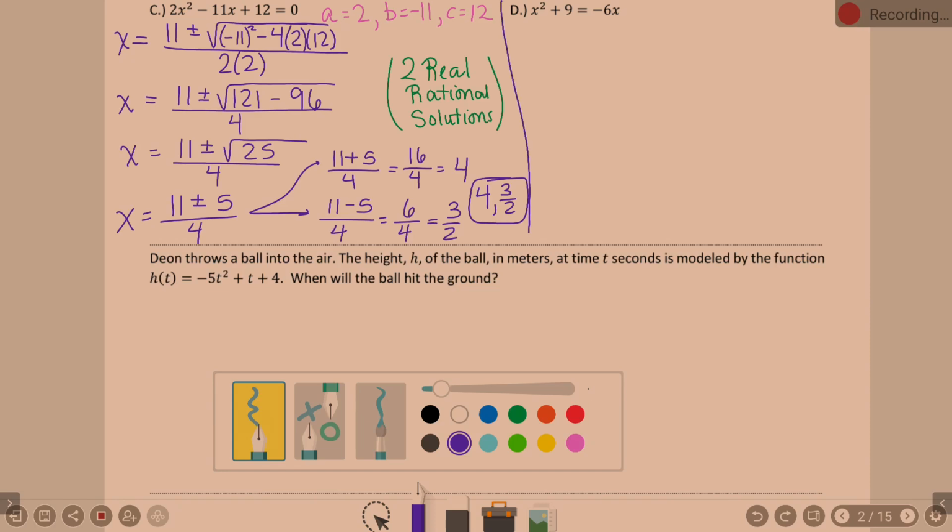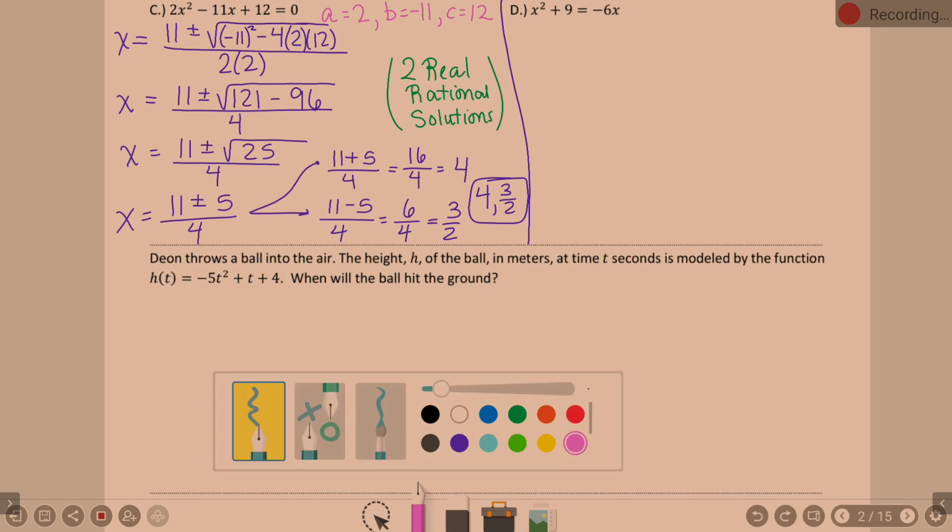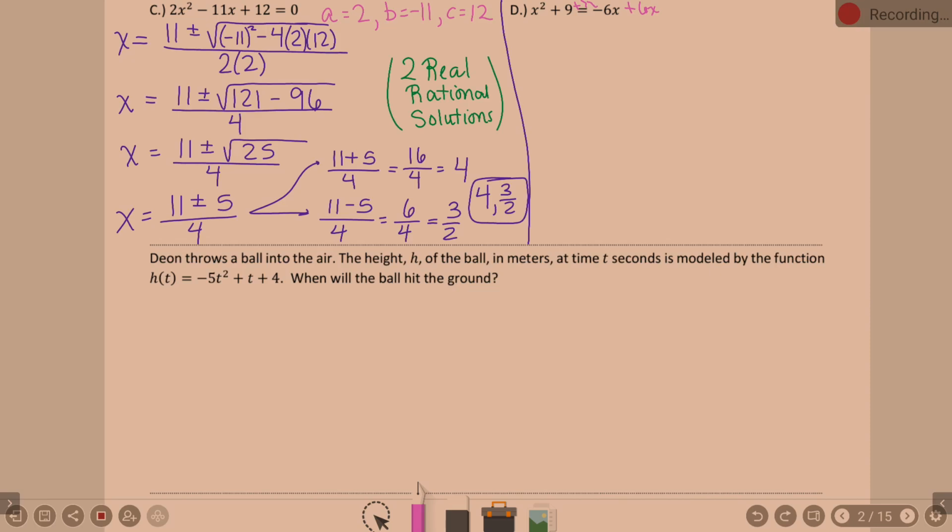Okay. D. X squared plus 9 equals negative 6x. So we just added over. Okay, well, you can't do anything until we make sure it equals 0. So we are going to add the 6x over. Okay, when I add it over, what does this read? X squared plus 6x plus 9 equals 0.